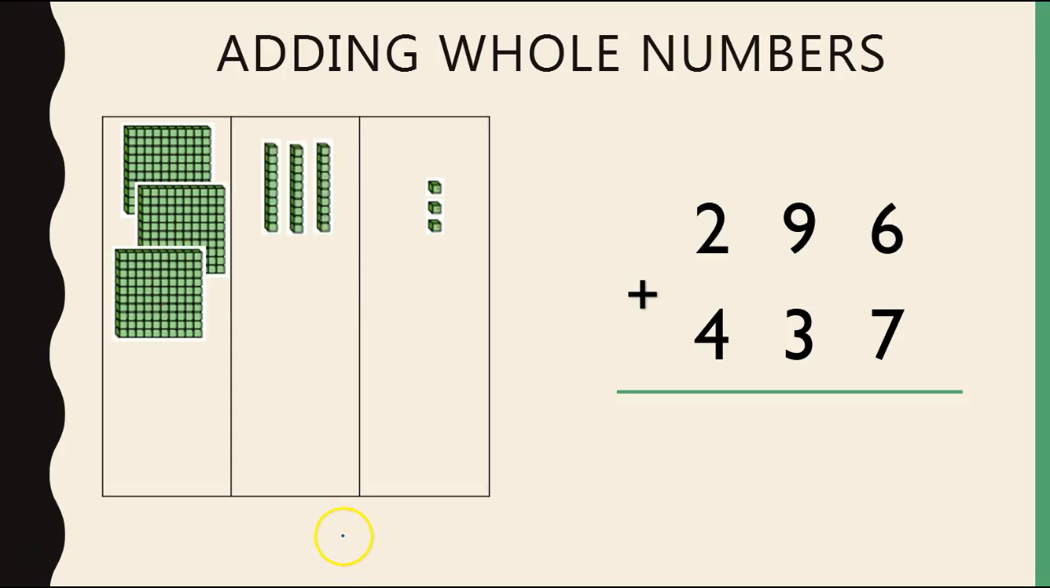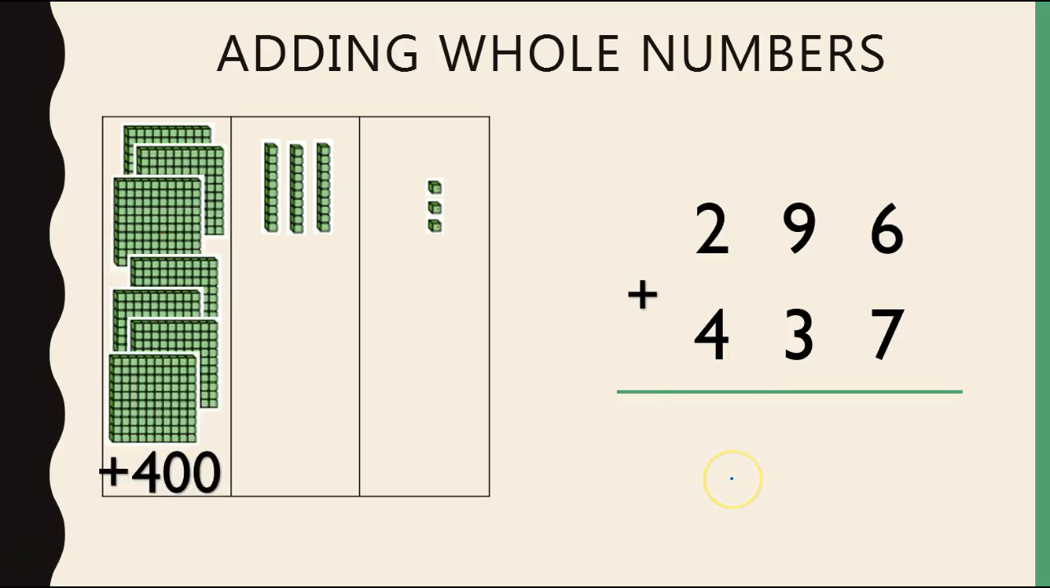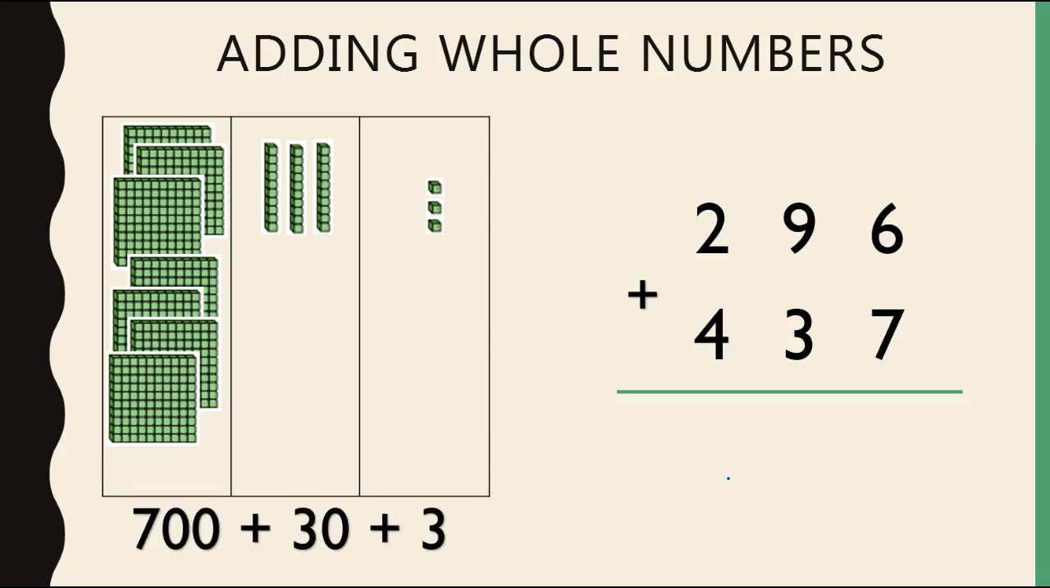All right, so here is what we have left. And now we need to add these 4 hundreds blocks. Okay, so we'll put some 400s blocks in there. And we're done. All right, so now we have 7 hundreds blocks, 3 tens blocks, and 3 ones.